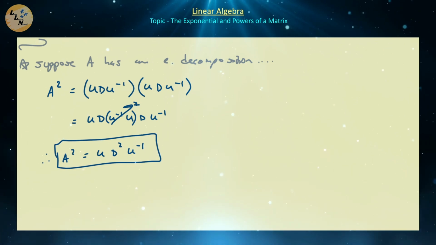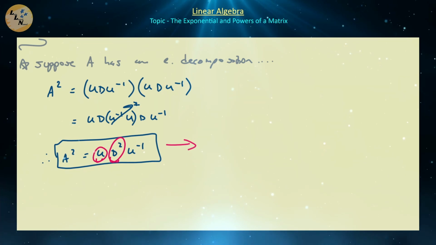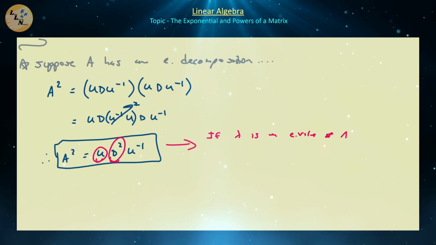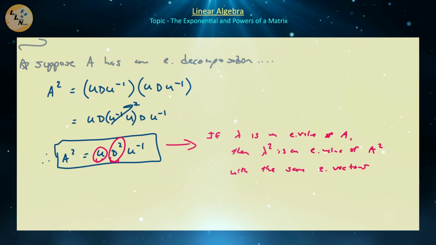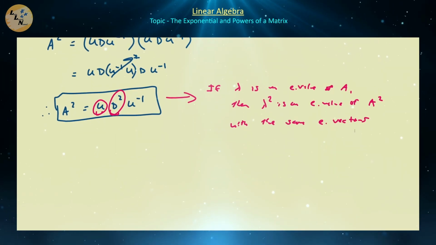So notice what we have here. Keep in mind U is the eigenvectors of A and D is the eigenvalues of A. Notice that D squared is going to be the eigenvalues of A squared and U is going to be the eigenvectors of A. There was a theorem that we proved some time ago: if lambda is an eigenvalue of A, then lambda squared is an eigenvalue of A squared with the same eigenvectors. And from this representation, it's quite clear that that is indeed the case.